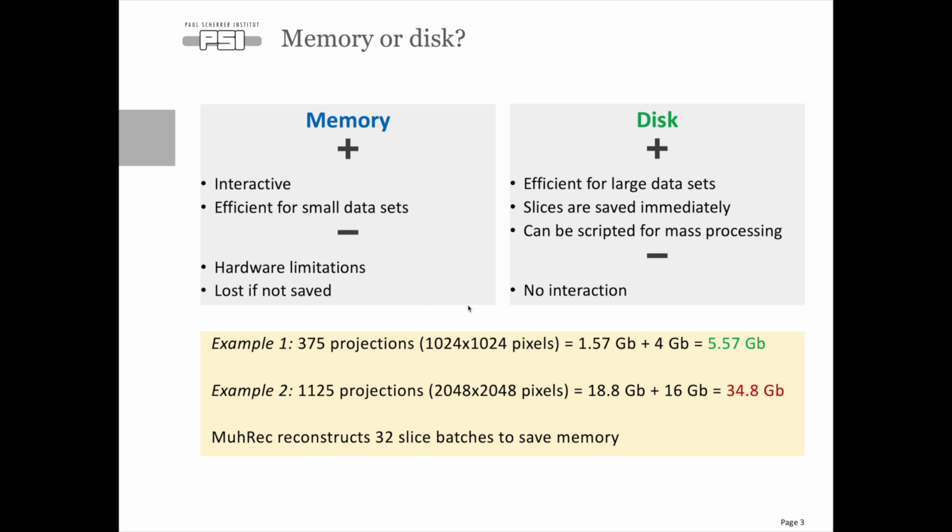So the first question is reconstruct to memory or to disk. As you have seen until now, you reconstruct your data in memory, which gives you the possibility to be interactive. You can set all your gray levels and crop and everything. You can see what's happening. And that's very efficient for small data sets. But at some point, you will come into hardware limitations. You don't have sufficient memory. And the other thing is that if you don't save the data, you will lose it when you close the application, or in unfortunate cases, maybe it even crashes.